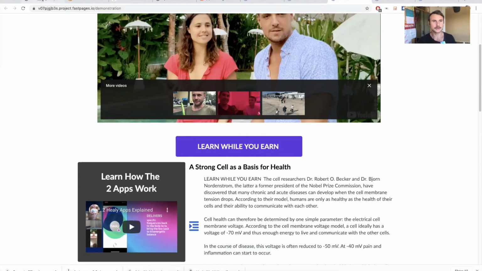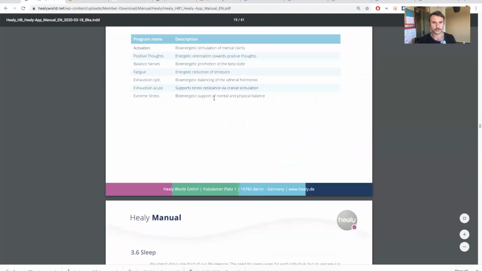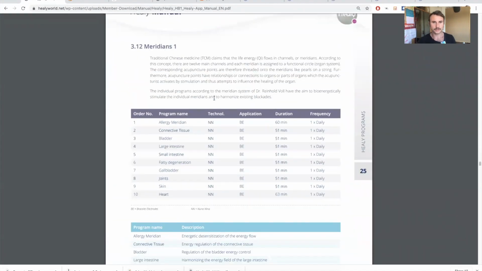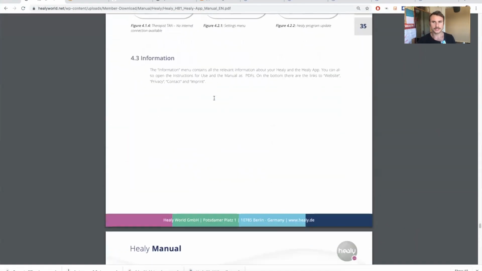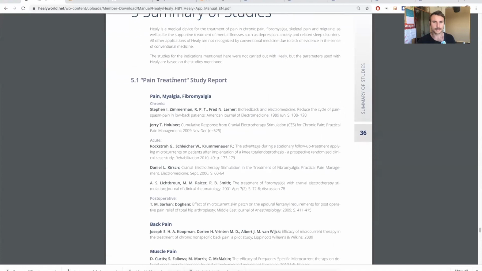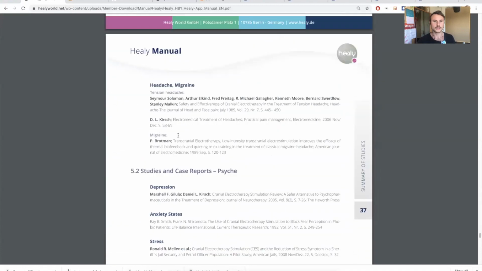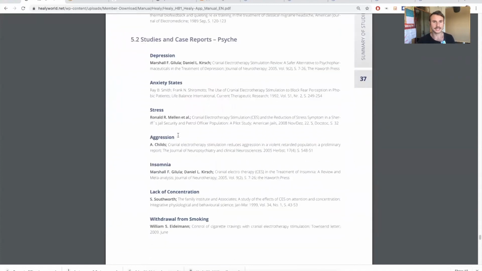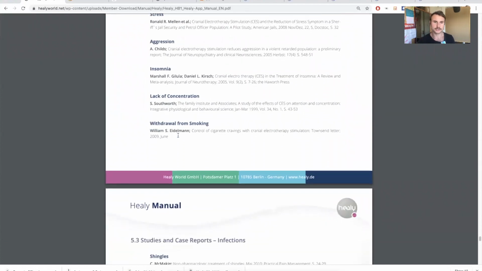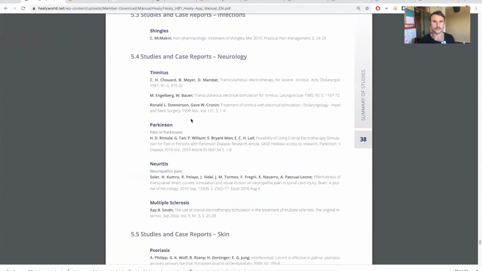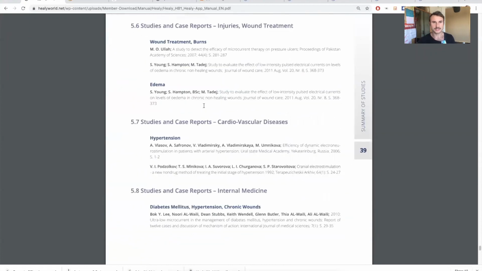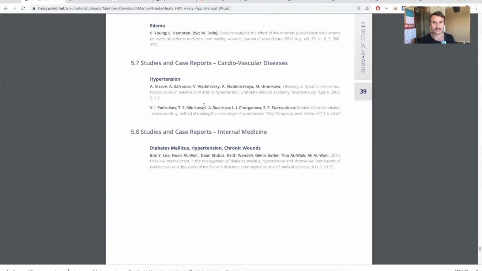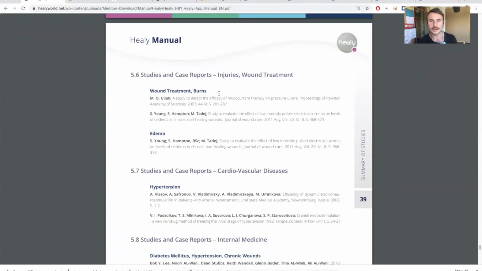So what did we go through today? We went through the Healy manual. If you wanted to learn more about the science, you go to, I think, page 36, and that goes through all the different studies there as well for pain treatment, for studies on the psyche, stress, aggression, insomnia. If you're wanting to learn about more of the neurology or the infections or the skin issues and the science that's backing this up, cardiovascular, internal medicine. These are incredible studies that you can go and research and learn more about as well.